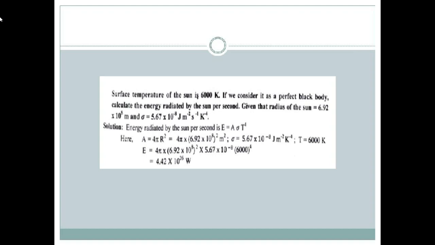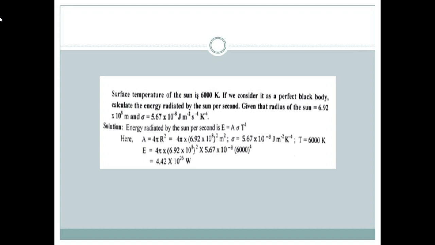So energy radiated by the sun per second, we have the formula E is equal to A sigma T to the power 4. A is equal to 4 pi r the whole square. So just substitute the value of r, that is 6.92 into 10 to the power 8.